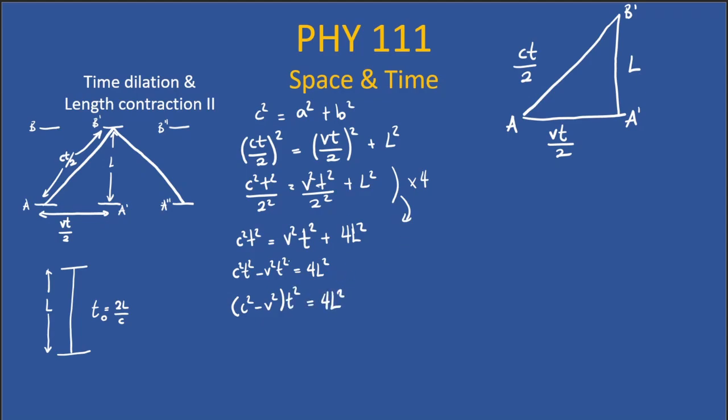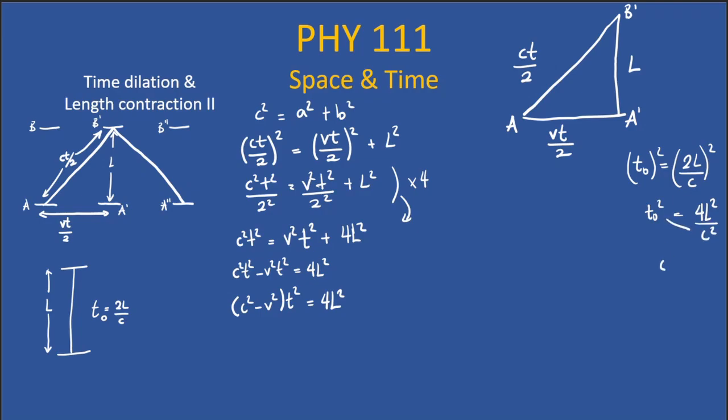So what do we do from here? Remember from our stationary light clock, that t naught is equal to 2l over c. So what will happen if we square both sides of this? We're going to have t naught squared is equal to 4l squared over c squared. Remember 2 squared is 4.